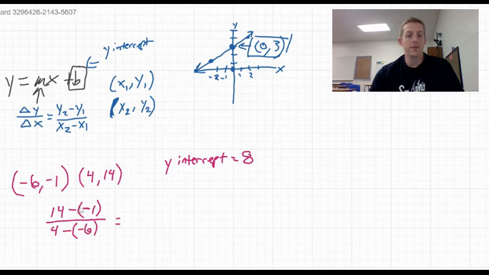When you have a negative times a negative, you get a positive. So all of that is positive. 14 plus 1 is 15. 4 plus 6 is 10. That can reduce, so we can take out the 5, which would make this 3/2. Now we have our slope.